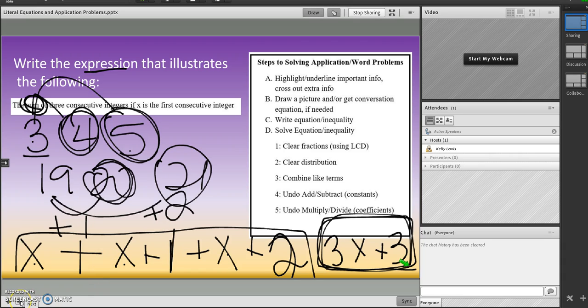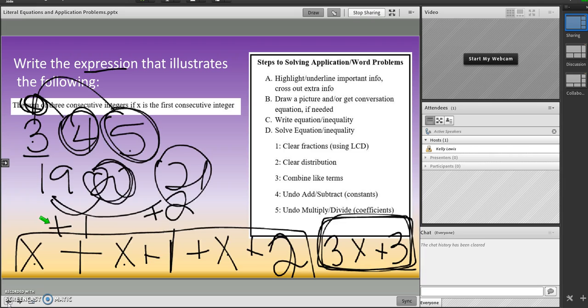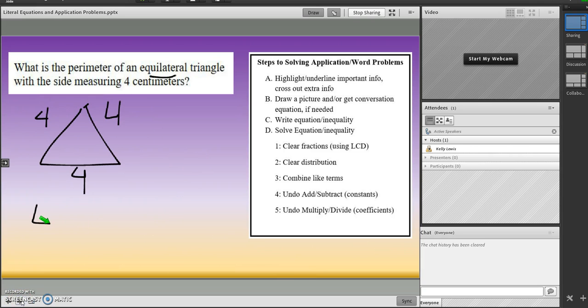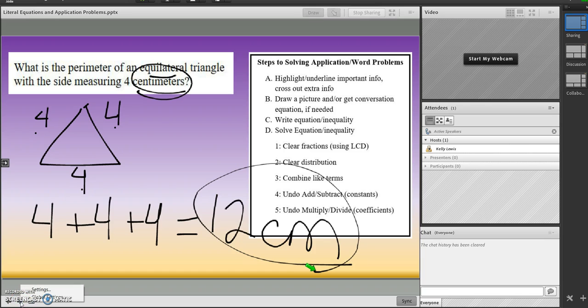Let's do another one. What is the perimeter of an equilateral triangle? All right, we'll pretend an equilateral triangle means every side and every angle is equal. And each side measures 4 centimeters. All right, and we want the perimeter. So 4 plus 4 plus 4 equals 12. And put your units, so centimeters. And that's your answer. We're just easing into it. I don't like to push you in the deep end.